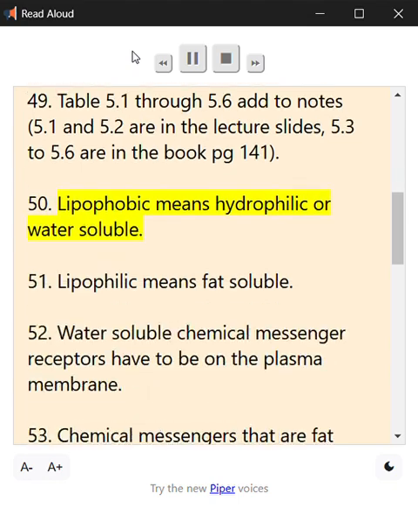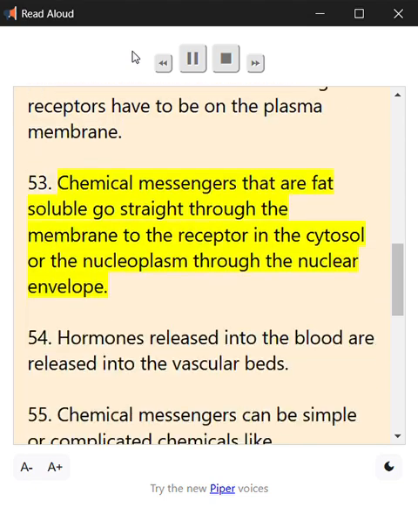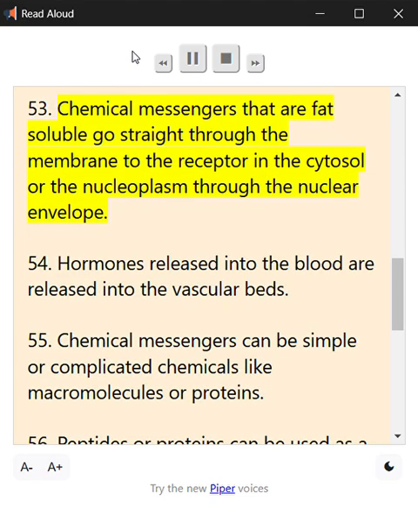50. Lipophobic means hydrophilic or water-soluble. 51. Lipophilic means fat-soluble. 52. Water-soluble chemical messenger receptors have to be on the plasma membrane. 53. Chemical messengers that are fat-soluble go straight through the membrane to the receptor in the cytosol or the nucleoplasm through the nuclear envelope. 54. Hormones released into the blood are released into the vascular beds.